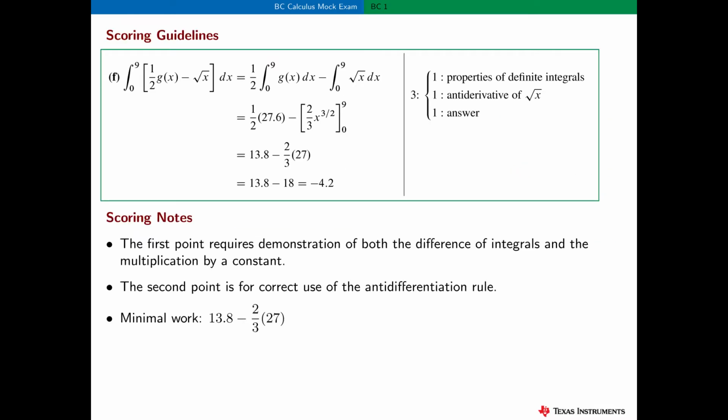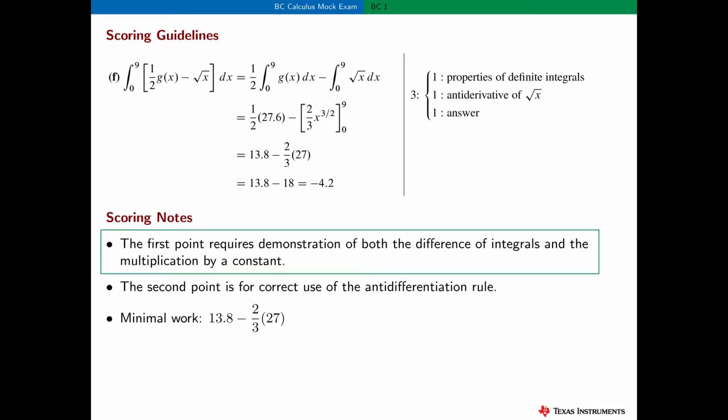Here are the scoring guidelines for Part F. This problem is worth 3 points. The first point is for demonstrating the use of the appropriate properties of definite integrals to solve this problem. Notice this is plural. The second point is for correctly writing an antiderivative of the square root of x. And the third point is for the final answer, and again, a final numerical answer does not need to be simplified. Here are some interpretations of these guidelines to help understand how points are earned.